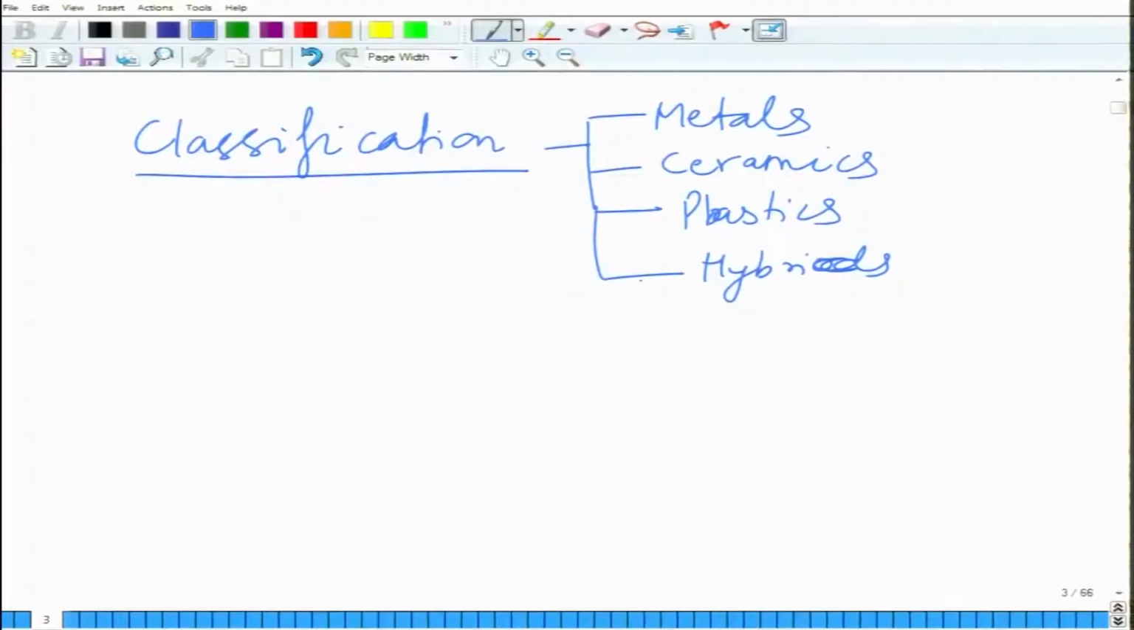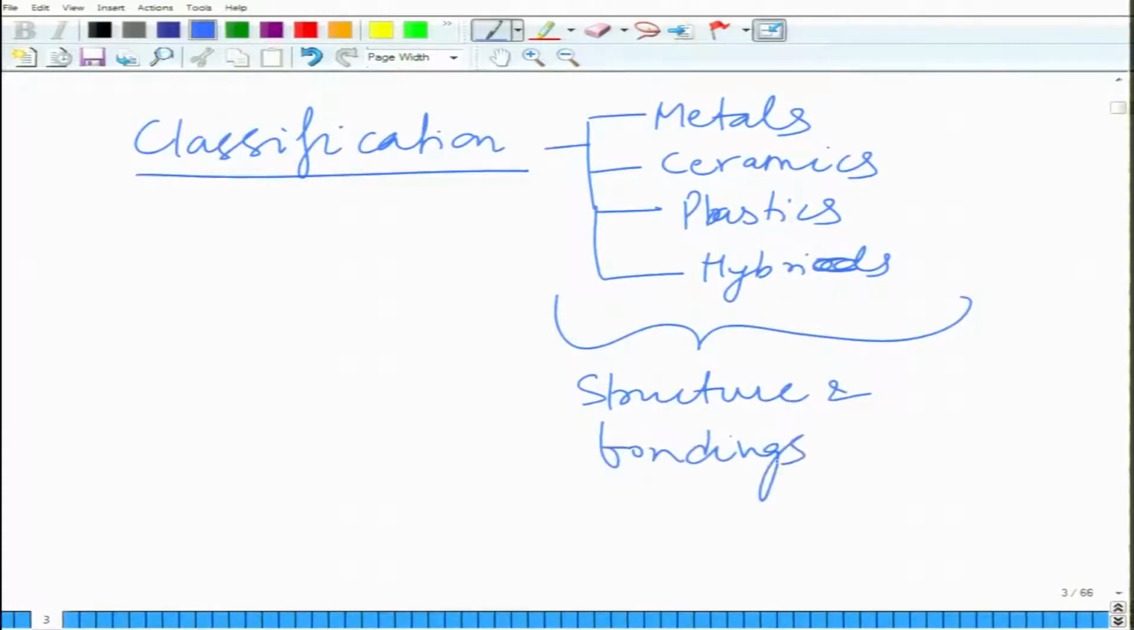Plastics are ductile, they can be stretched to long lengths, they also have good toughness, they have corrosion resistance, but their high temperature properties are suspect. And hybrids are something which you intentionally make. So this classification of materials basically is not only because of properties, but properties are because of structure and bonding. So the basis behind this classification lies in structure and bonding.